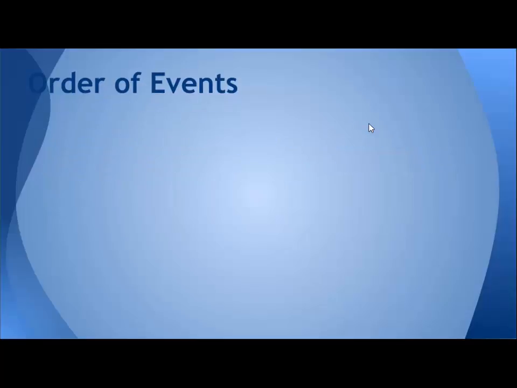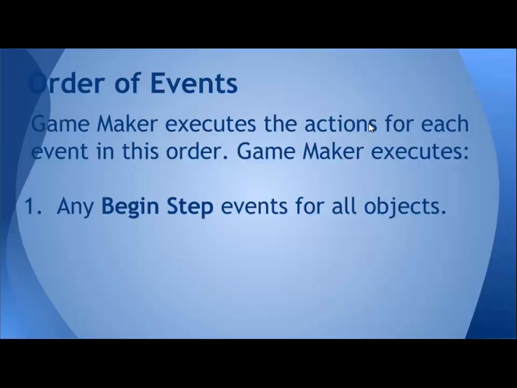Here's the order of events as I was able to figure out. If you want something to happen before anything else happens per frame, you would put that in the begin step event. Now we're using this in Zool to draw the standing stationary Zool in the begin step. We'll talk about why we do that in the game.